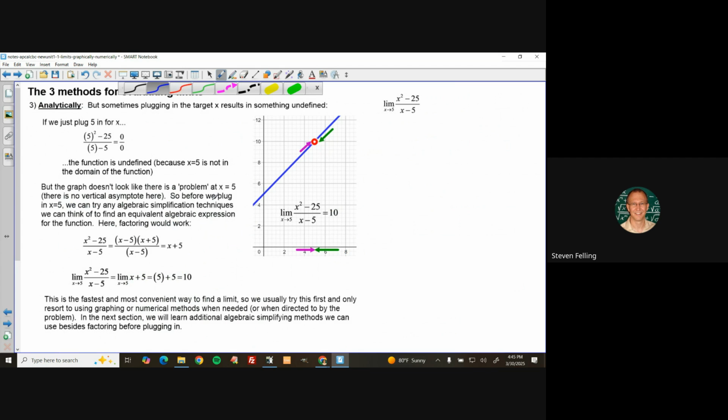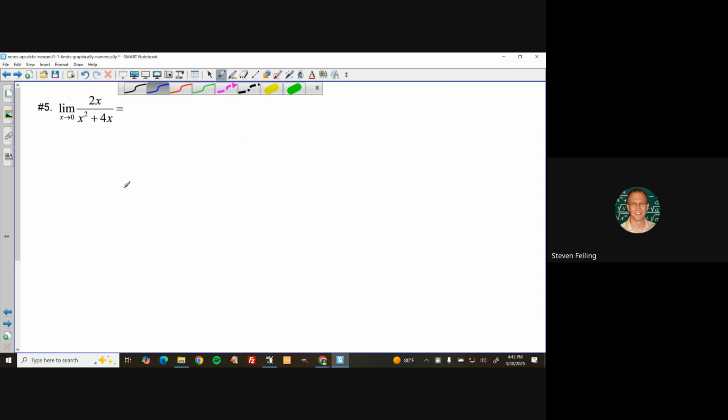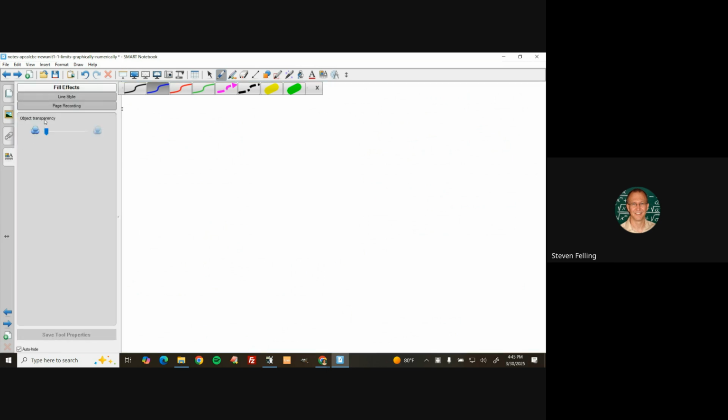And then if we can't make this work, we can't find a way to simplify so we can plug in, then we go backwards and look at, can we graph the function, or worst case, do we have to just try plugging numbers in to the left and to the right of the number? Okay, here's a couple more examples that you can try. You can pause the video and try these, and then unpause and see if you got these correct.